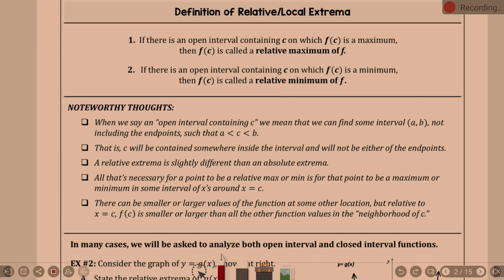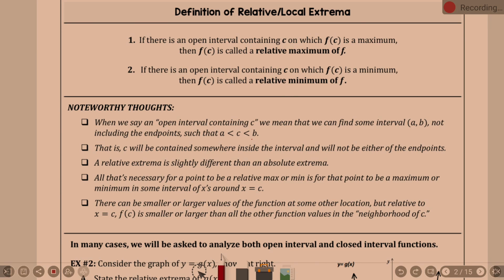Let's see. Noteworthy thoughts. When we say open interval as opposed to closed interval, open interval means the endpoints are not included. If we talked about closed interval, then the endpoints are included. That is, C will be contained somewhere inside the interval and will not be either of the endpoints if it is an open interval where C is just between A and B. A relative extrema is slightly different than absolute extrema.